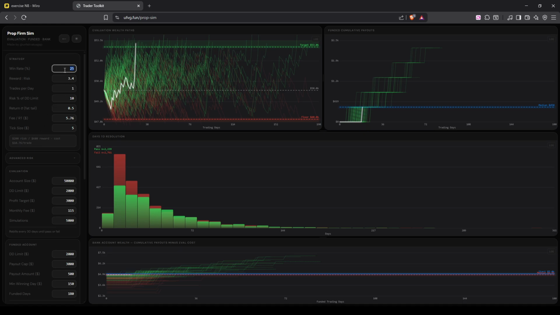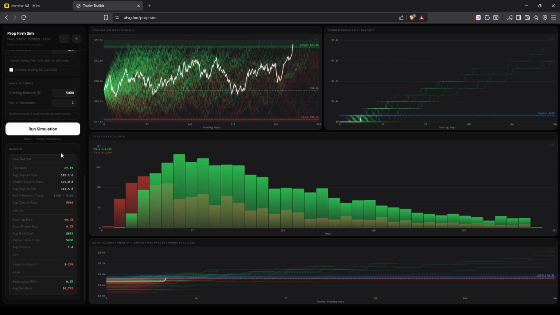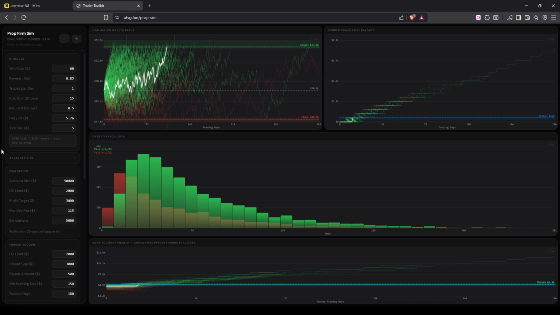Now let's switch to a low RR, high win rate strategy, or low variance strategy. We will use a 60% win rate and an RR of 0.83. So now let's run. As you can see, our pass rate is significantly higher, and the zero payout rate is way, way lower. For prop firms, low variance is really important.